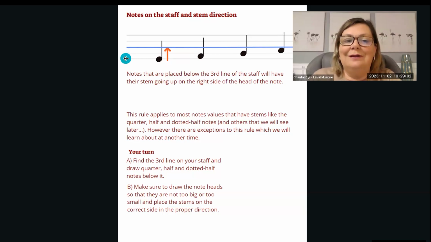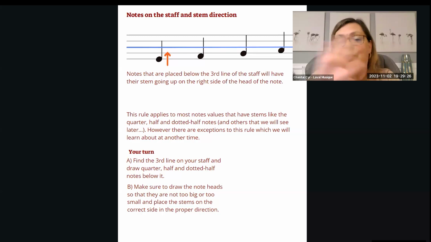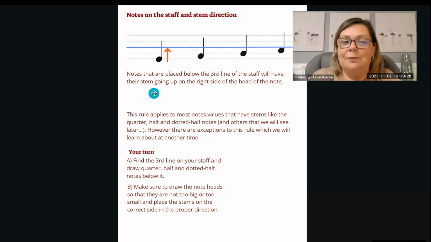So the notes are going to look like the letter D, like in dad, okay? It will never look like the letter B. Never. It just doesn't happen. So this rule applies to most note values that have stems, like quarter notes, half notes, dotted half notes, and then a few other notes that we're going to see, like eighth notes or 16th notes. However, there will be exceptions to this rule, but we're going to see that at another time.